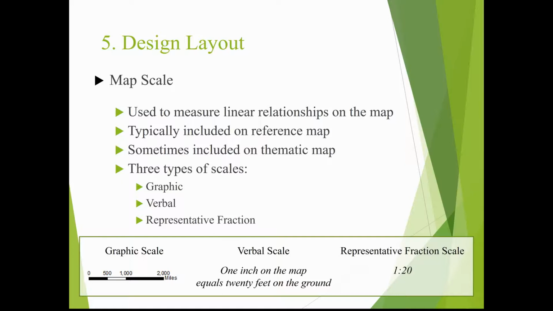The third type of scale is the representative fraction scale, sometimes referred to as the unit scale or a ratio scale. In the representative fraction scale, the numbers to the left of the colon represent how many units of measure on the map are related to the number on the right side of the colon.